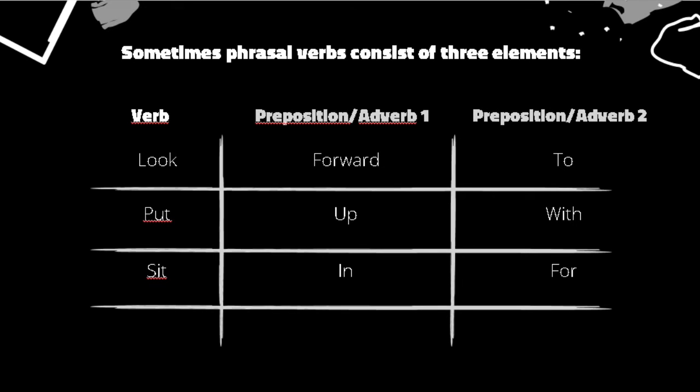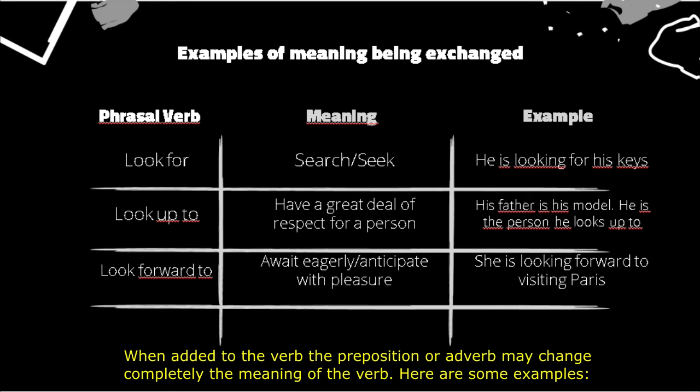Sometimes phrasal verbs consist of three elements: verb, adverb and preposition. Examples: look forward to, put up with, sit in for. When added to the verb, the preposition or adverb may completely change the meaning of the verb. Here are some examples.